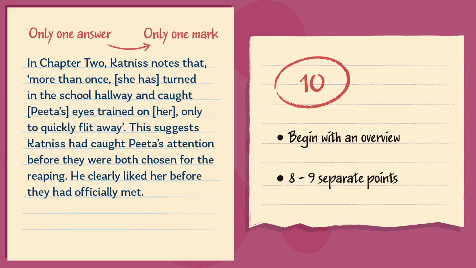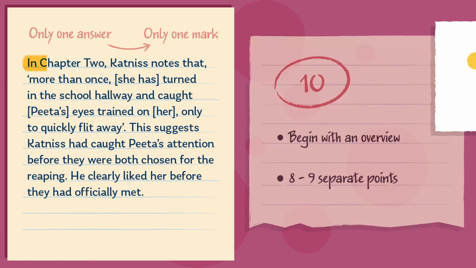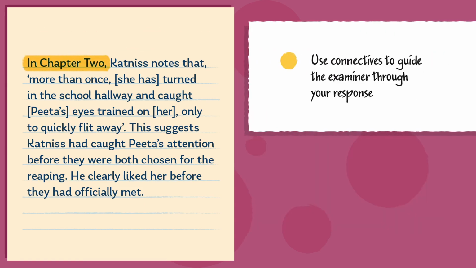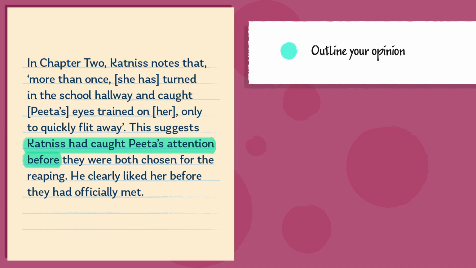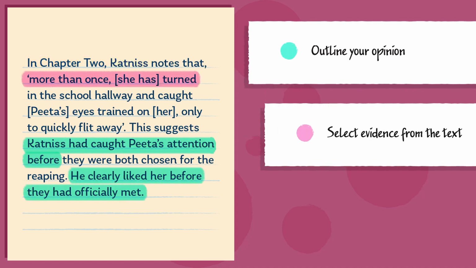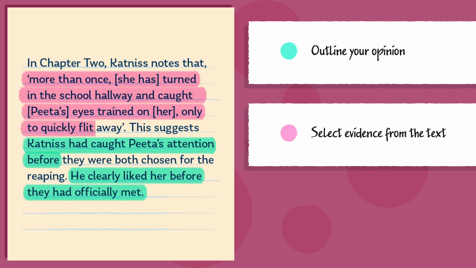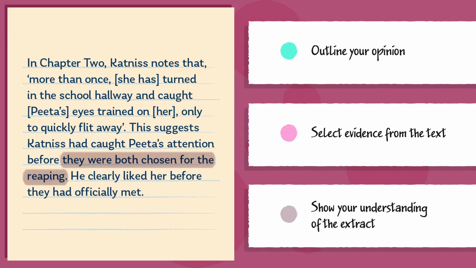But for now, let's look closer at the steps to success for this type of question. Use connectives to guide the examiner through your response. Use the keywords from the question in your answer. This will keep you focused and make sure you're really answering what's being asked. Outline your opinion, just like an impression, of the character's relationship. Select evidence from the text that reveals something about the character's relationship.